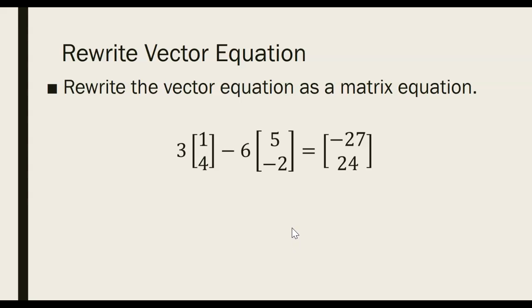So let's do one more of those, but in the reverse situation. We're going to take a vector equation and write it as a matrix equation. You can do the calculations and see that this one is true, but I want you to write this as a matrix times a vector equals another vector. Okay, push pause on the video. So hopefully you went ahead and did that. Again, if you haven't done that, do it. Push pause and go ahead and do that.